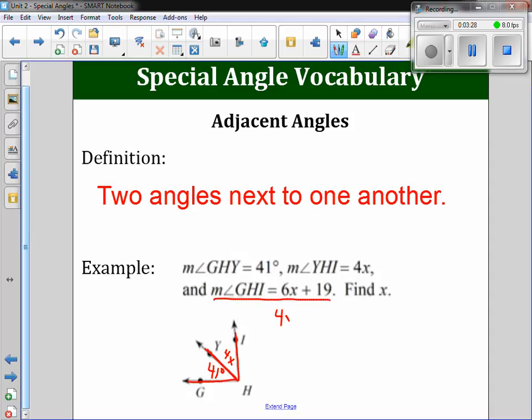So we are going to take 4x plus 41 and set it equal to 6x plus 19. We want to bring our x's to the same side. 41 is equal to 2x plus 19. We want to subtract 19. And 2x is equal to 22, so therefore x is equal to 11.